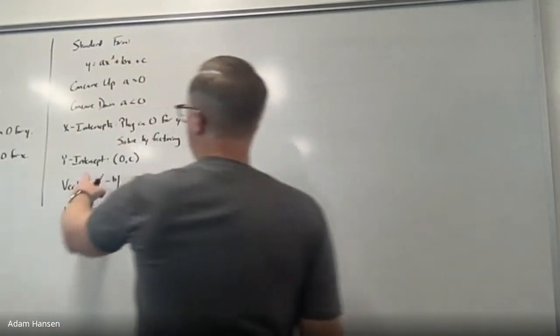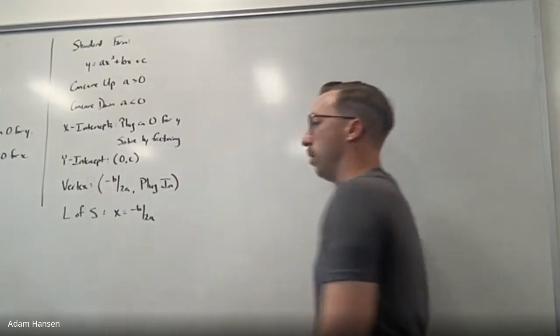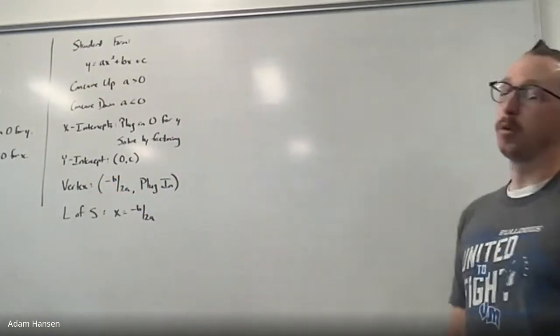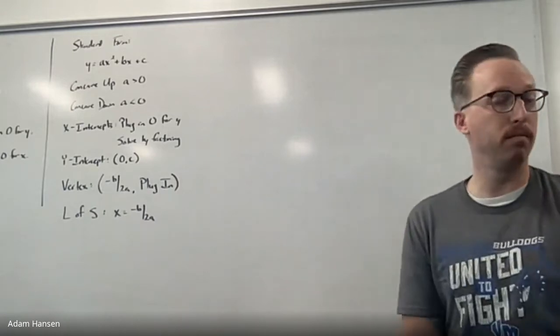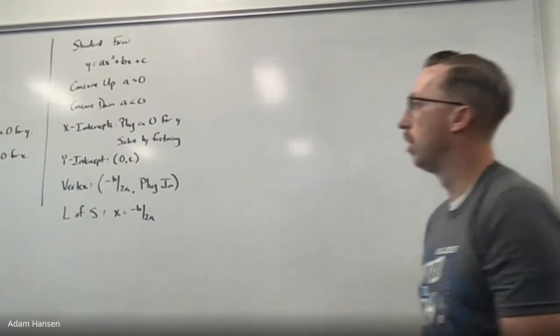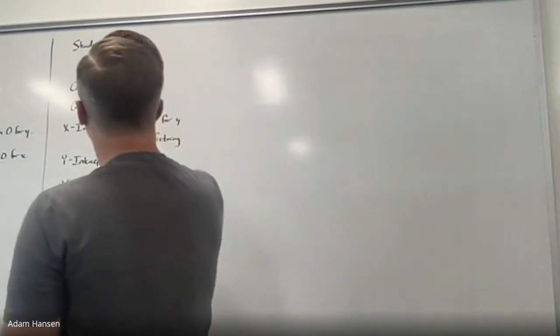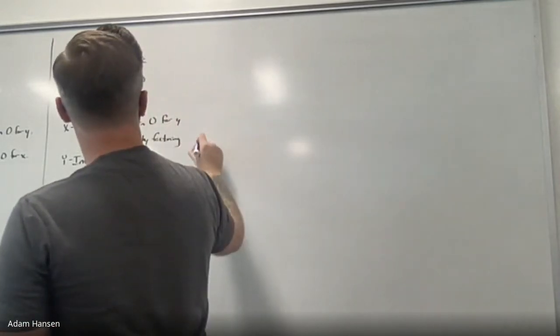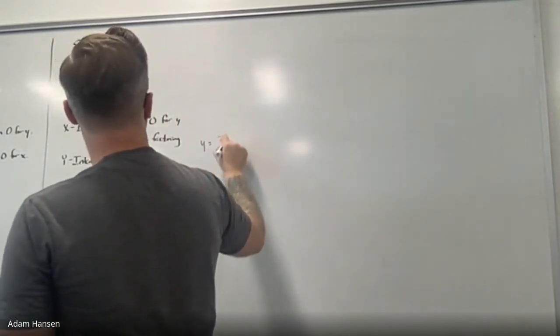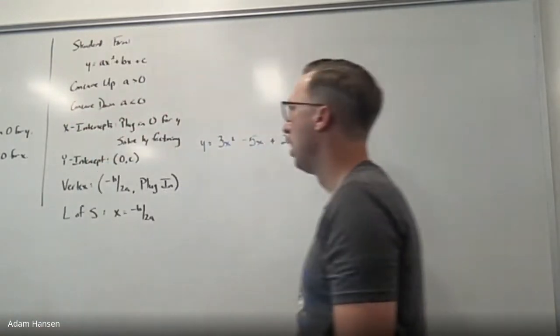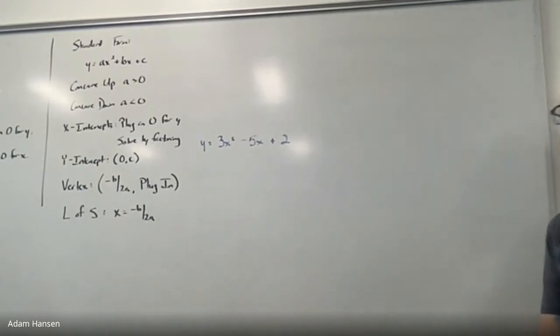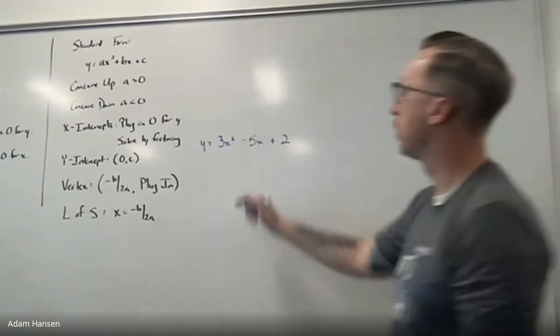The y-intercept, any point on the y-axis. Similarly, what must x be equal to? Any point on the y-axis, x has to become what? 0. Plug in 0 for x. Let me make up an equation here. Y equals 3x squared minus 5x plus 2. Let's plug in 0 for x. Let's find the y-intercept.